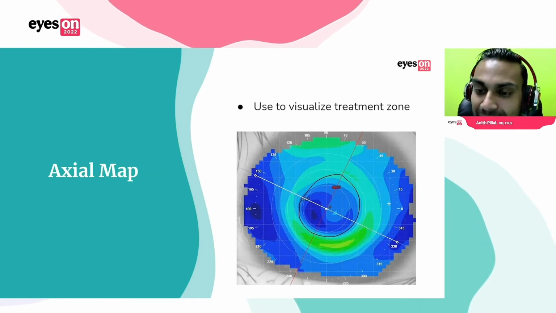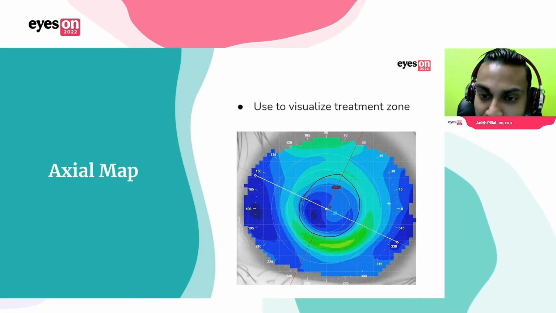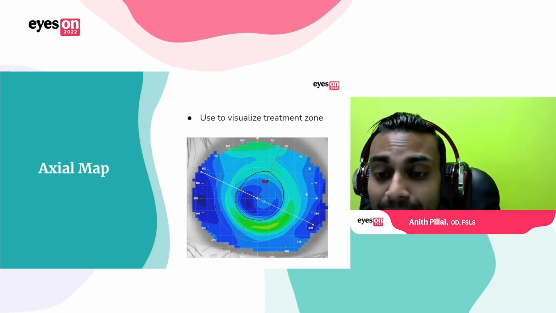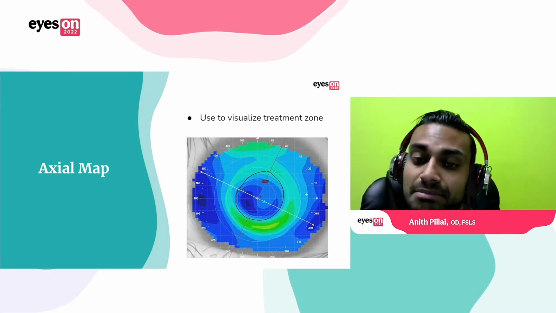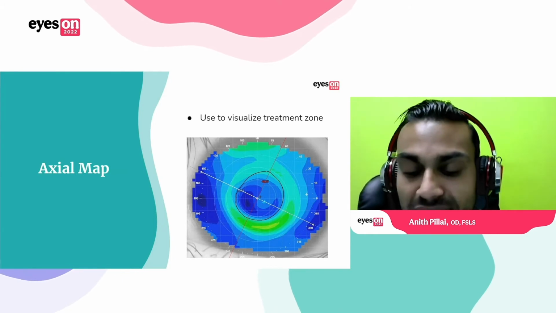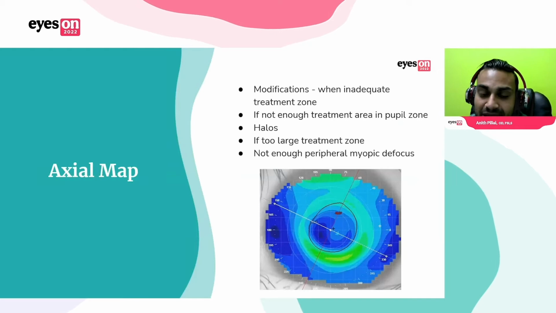And the axial map is absolutely beautiful at showing that, especially a difference map. Make sure your topographer has the capability of doing difference or subtractive maps. So having a baseline topography and then a post-Ortho-K map, and then showing what that difference is. That's what you'll be utilizing a lot. So when do we use the axial map for modifications?